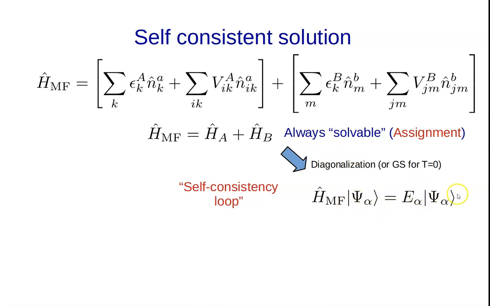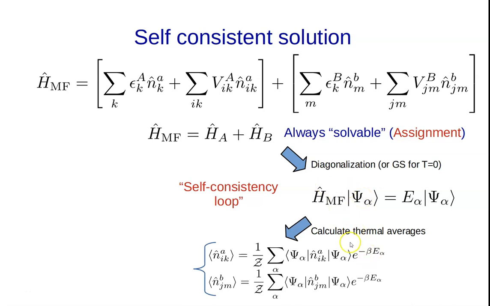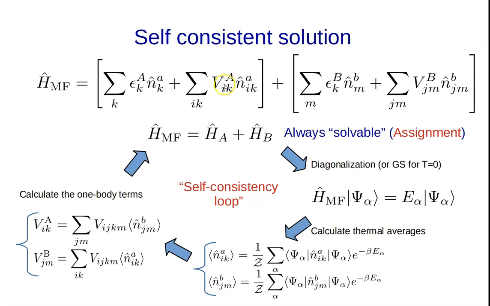And then you get the ground state. Perhaps you get not only a ground state, but you get the full spectrum, and you can do finite temperature calculations and so on. But you get the ground state at least. Now, with this new ground state, you go back and calculate the expected value, or the thermal averages if you have the spectrum, and you redo this calculation. And with that, you recalculate VAIK and VBJM. When you recalculate these, you are left with a new Hamiltonian. It's the same form except that these numbers have changed. And then you rediagonalize it and get another ground state. Hopefully, you get a better ground state than the previous one.